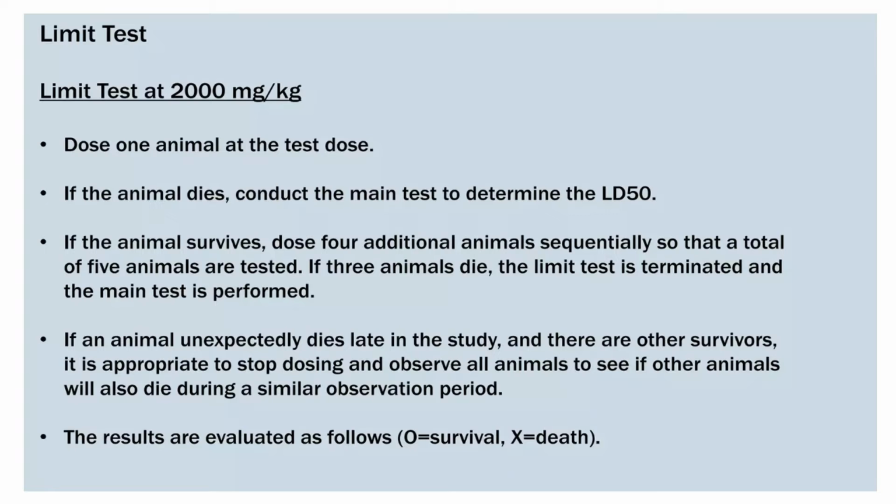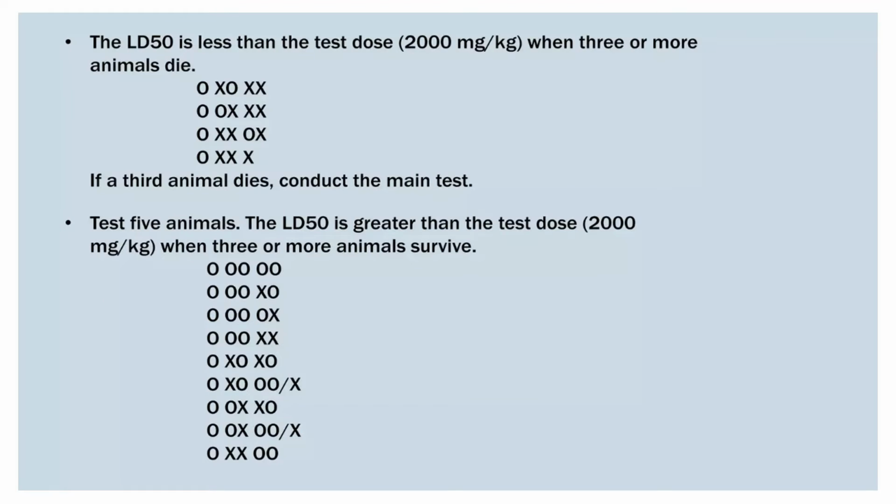The results are evaluated as follows: O is equal to survive, X is equal to death. LD50 is less than 2000 mg per kg when 3 or more animals die. When 3 animals die, then we can say that LD50 is less than 2000 mg per kg in any condition. So here you can see it represented. It's showing that at the second dose, and here the fourth and fifth animals dying. So you can say LD50 is less than 2000 mg per kg.